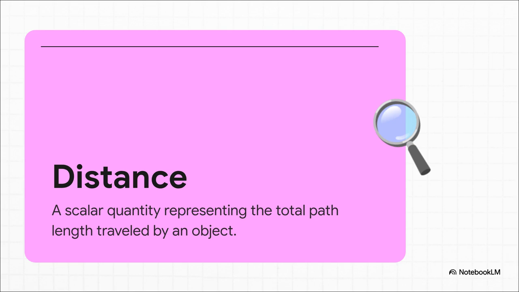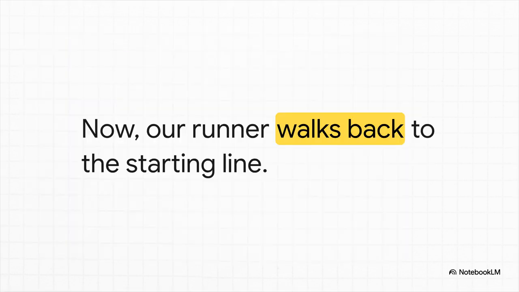Distance is pretty much exactly what you think it is. It's the total ground you've covered. A great way to think about it is like the odometer in your car. It just counts up and never goes down. So for our runner's sprint to the finish line, the distance they traveled is a nice, clean 100 meters. Easy enough, right?